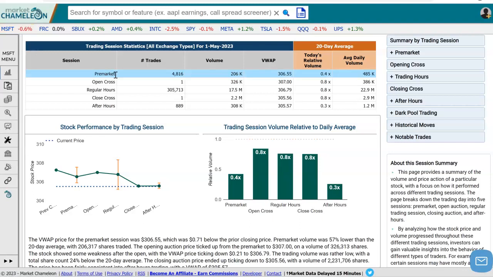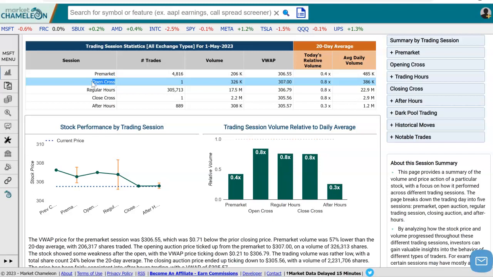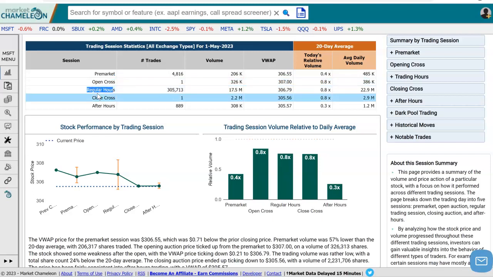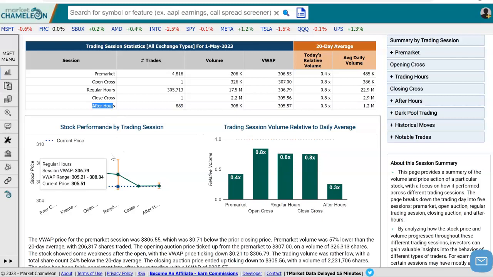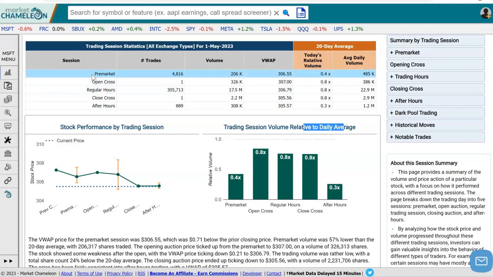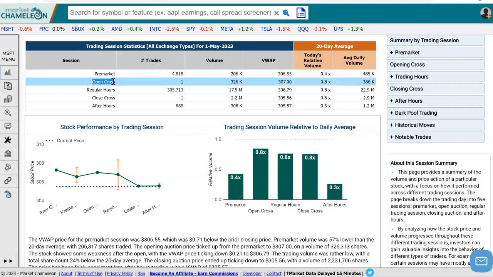This is a table here with a list of the pre-market, the opening cross, regular trading hours, the closing auction, and after hours. Those are the 5 different trading sessions. Next to it, we have some important metrics. And below there, we're going to have a visual of the graphs of the price action and the volume. So let's first go over this table, and then we're going to discuss the difference for each trading session.